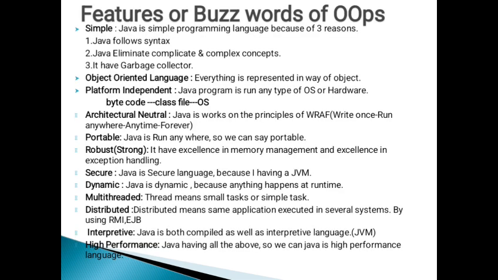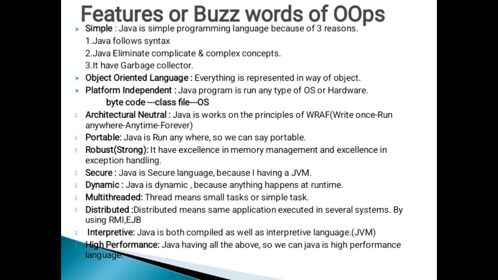Next are the features of Java. The first one is simple. Java is a simple programming language for three reasons. First, Java follows the syntax of C and C++, which are object-oriented languages. If we learn C and C++, Java is very easy. Second reason, it eliminates the complex concepts from C and C++. In C, the most complicated concept is the pointer, and in C++ the most complicated concepts are operator overloading and multiple inheritance. All these concepts are eliminated from Java. So we can call Java a simple language.